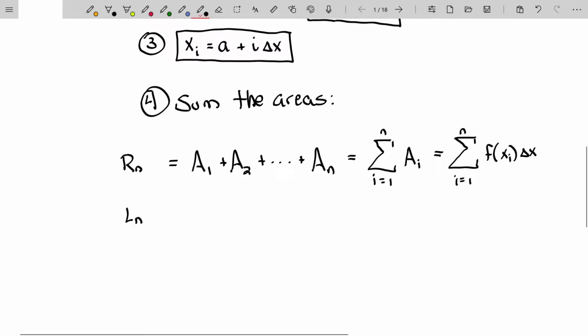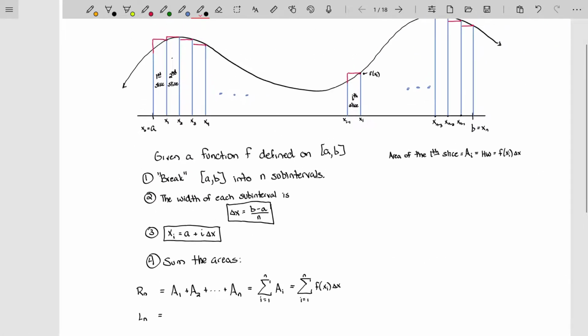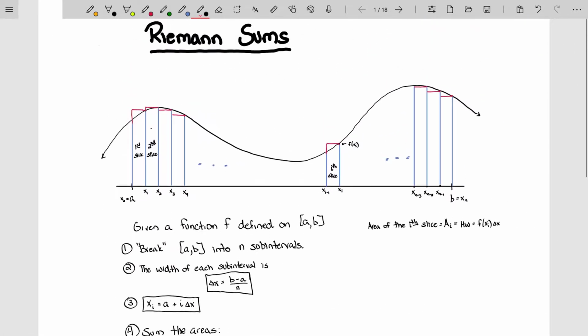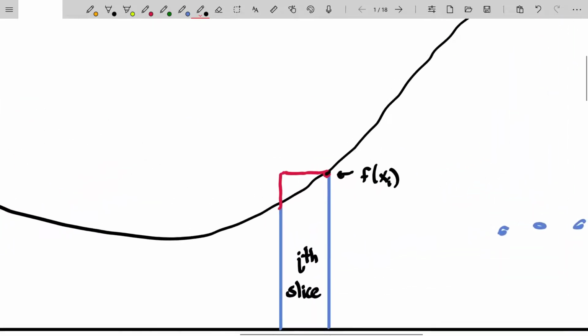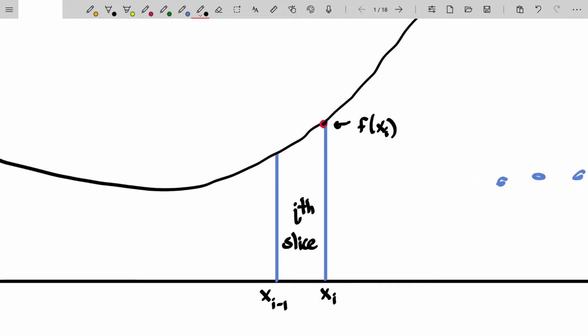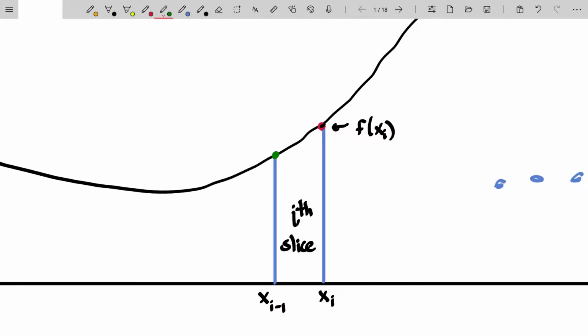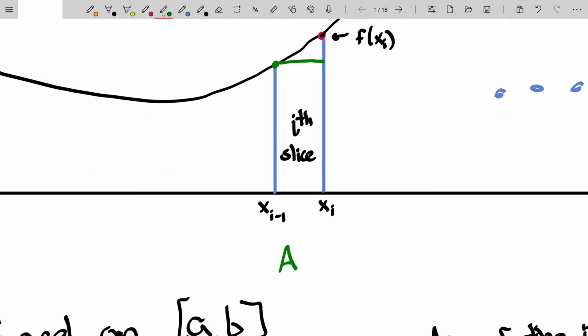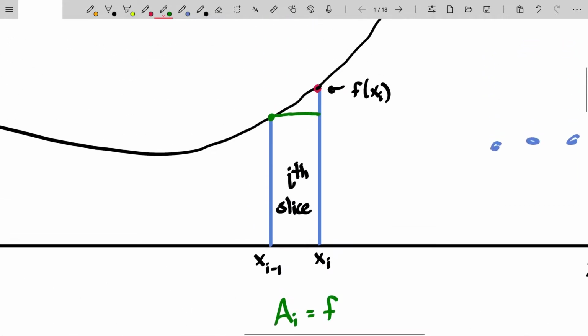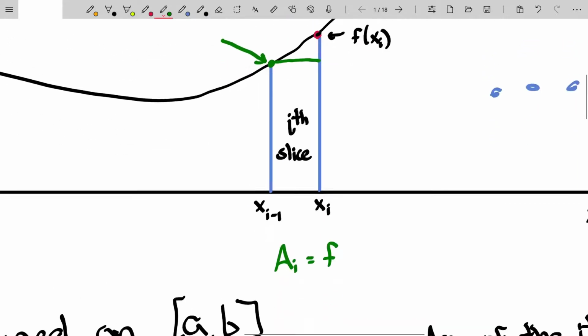What if we instead wanted to add up the left endpoints? Well, I'm not going to redraw all this stuff, but instead I'll just look at the ith piece there, the ith slice. If I were to use the left endpoint to give me the height, then the area of that ith slice would be the height times width. Height of that ith slice times the width of that ith slice.